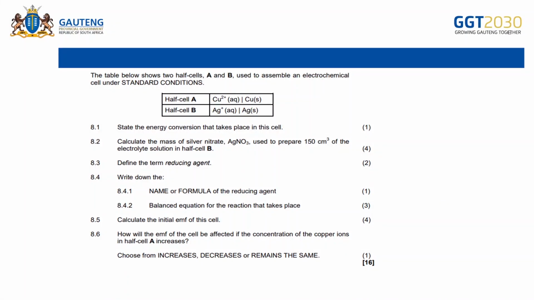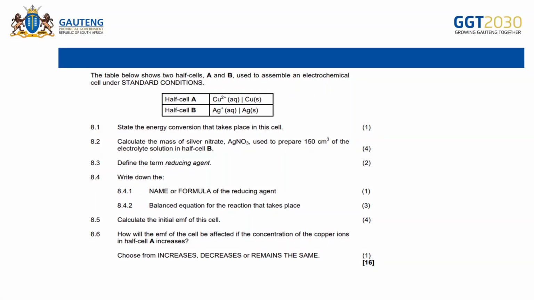I want to believe also that your educators did explain to you that when you normally get an EMF that is positive, it tells us that that is a spontaneous reaction. Very, very important. Let's look at another question. This is another version of how they can ask these questions. Now, if you check grade 12, it's 16 marks there. So you need to be able to score that 16 out of 16. Let me help you today so that you see what you can do.